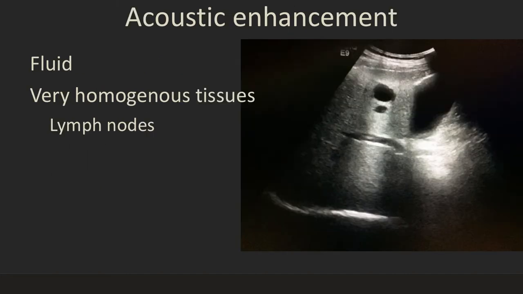Generally speaking, acoustic enhancement is caused by the presence of fluid. So here we have a hepatic cyst, and there's acoustic enhancement behind it. Here is the gallbladder, fluid in, and again, acoustic enhancement behind it. But we can sometimes see this in very homogeneous tissues. So, for example, patients with lymphoma with big, fat, homogeneous lymph nodes can look really remarkably hypoechoic, almost anechoic, with increased through transmission or acoustic enhancement behind them, and it's only when you put the color Doppler on and see that there is clearly flow within them can you distinguish them from cysts.